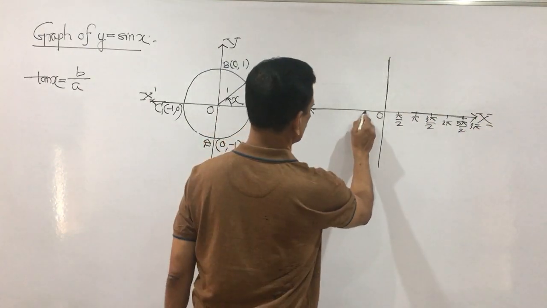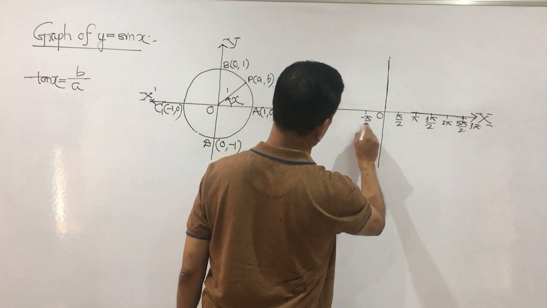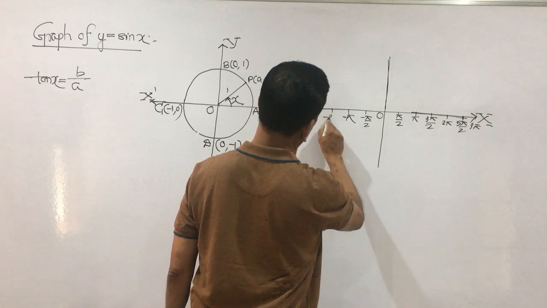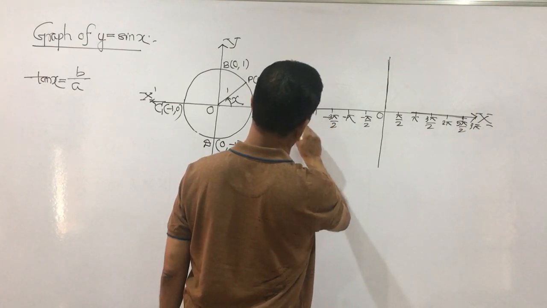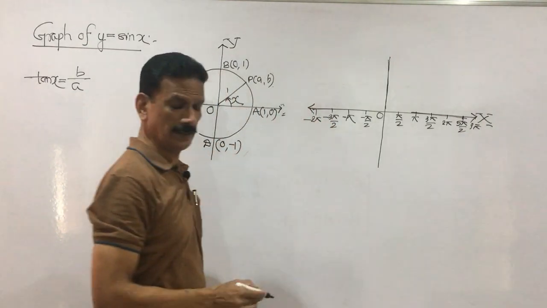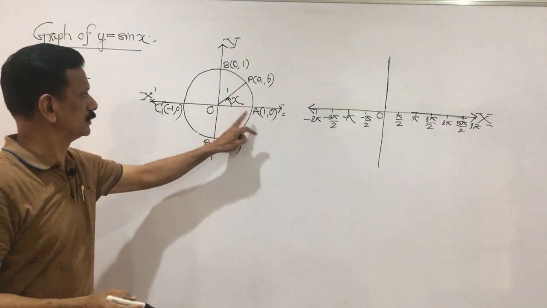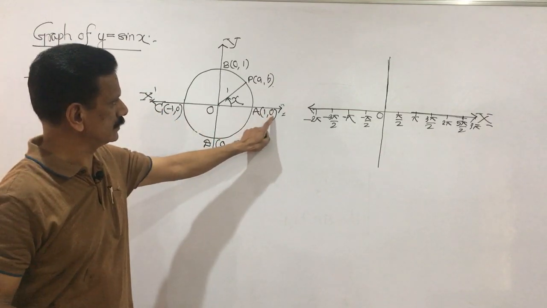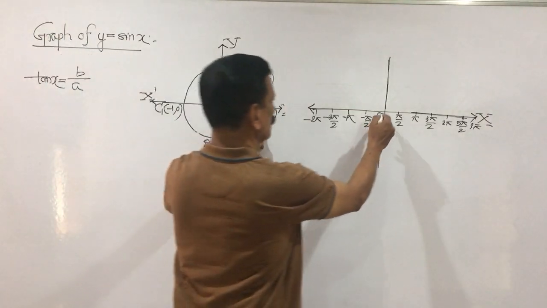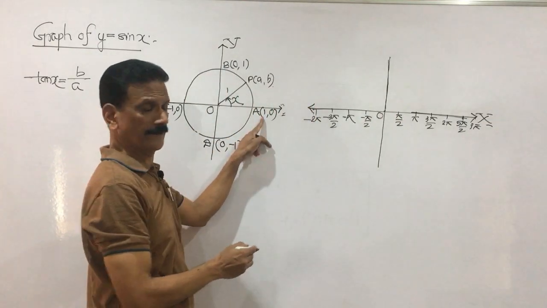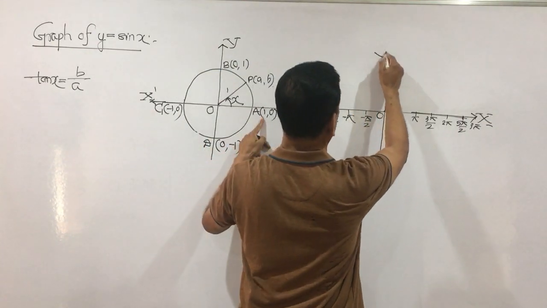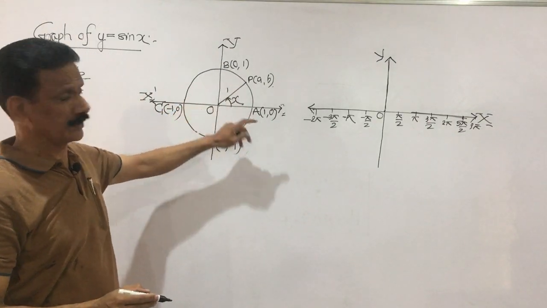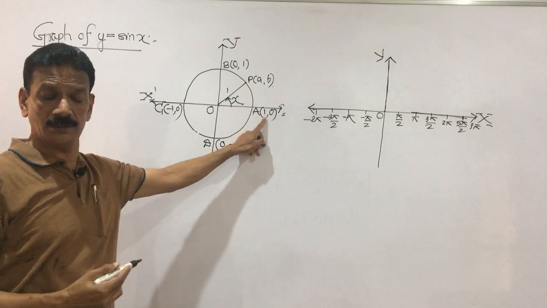So I take here minus pi by 2, minus pi, minus 3 pi by 2 and minus 2 pi. Okay. So see here tan 0: b by a means 0 by 1, which is 0, so you will get this point. This is the y-axis, the value of y. See here, when x is 0, what is the value? b by a means 0 by 1, 0.